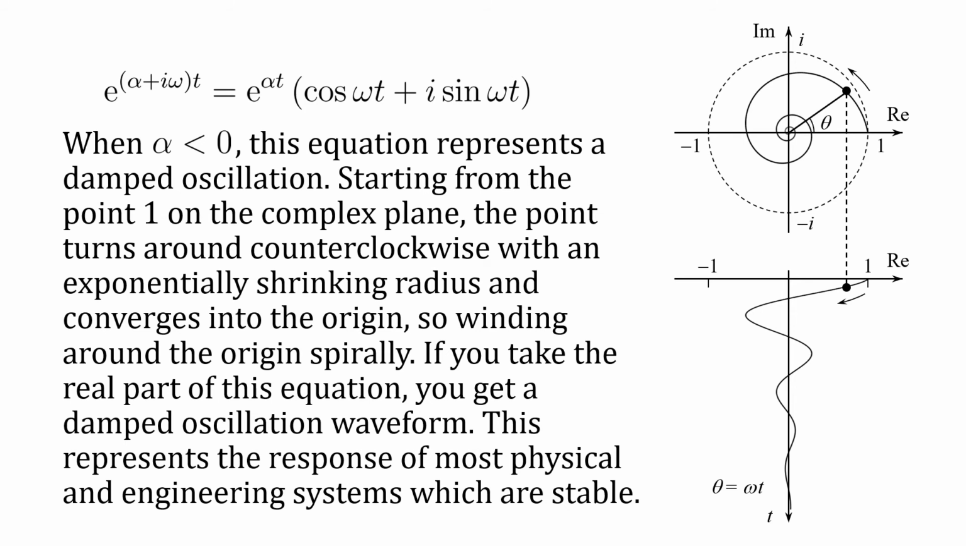When alpha is less than 0, this equation represents a damped oscillation. Starting from the point 1 on the complex plane, the point turns around counterclockwise with an exponentially shrinking radius and converges into the origin, winding around the origin spirally. If you take the real part of this equation, you get a damped oscillation waveform. This represents the response of most physical and engineering systems which are stable.